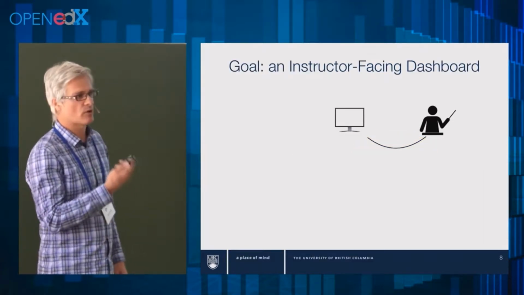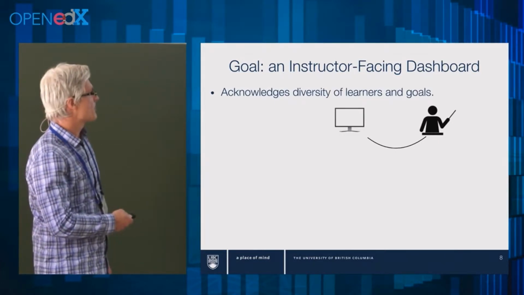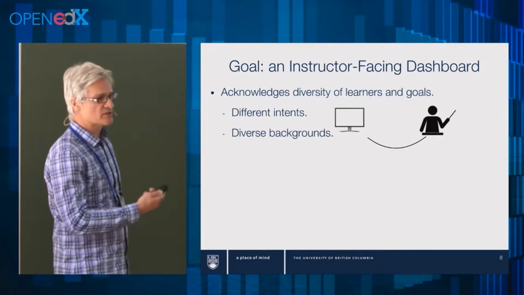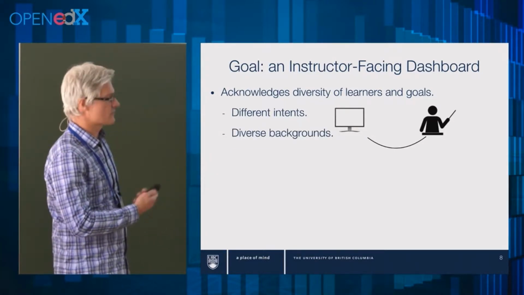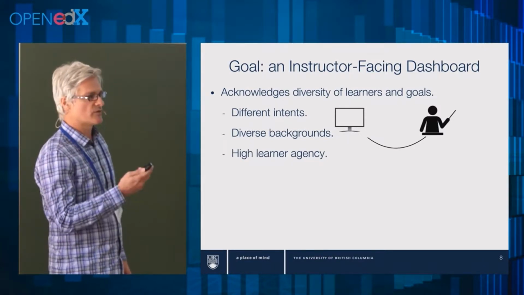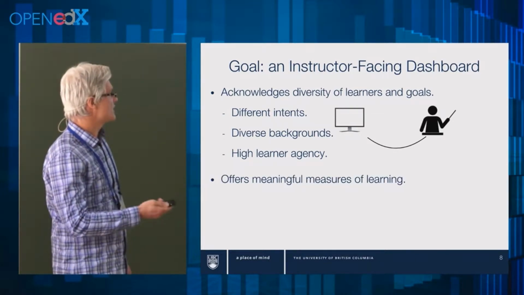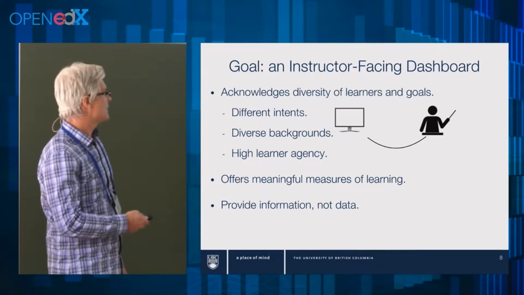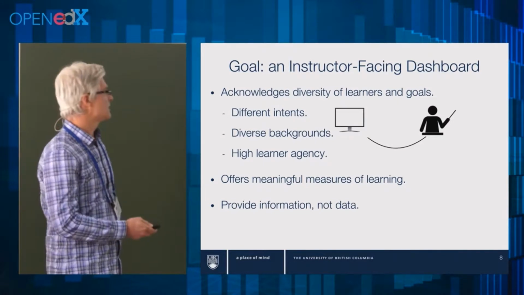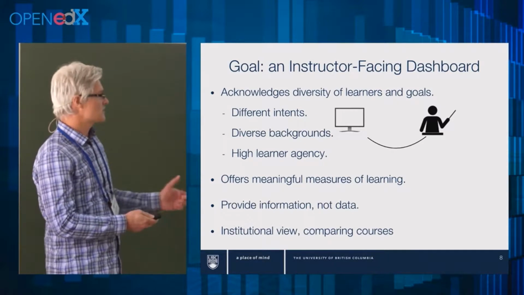So this is sort of the problem statement for us. We wanted to create an instructor-facing dashboard that acknowledges the fact that we have diverse learners and goals. They have different intents. They don't all necessarily want to pass the course. They have different backgrounds. And there's a higher degree of learner agency, a higher level of them making decisions over their own learning. We wanted a dashboard that offers meaningful measures of learning and provides information, not data, something that they can see very quickly what it means. And we need an institutional view so we can actually compare courses.